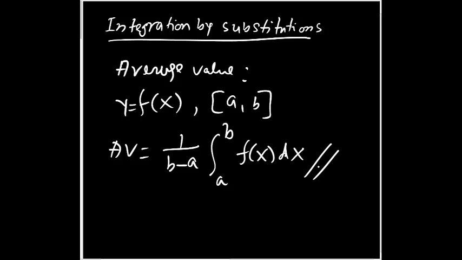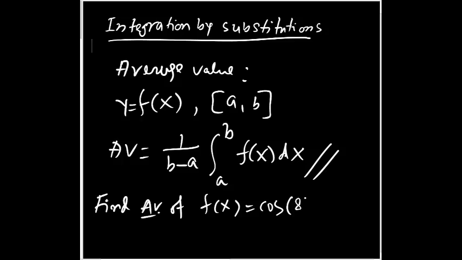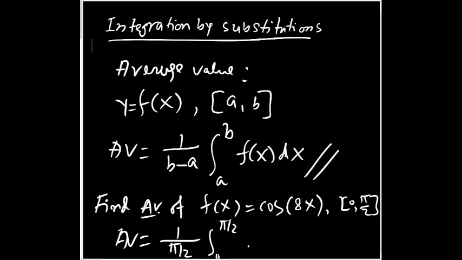Now if I know the integration, then rest is simple. One question maybe you can see like that: find average value of f of x equals, say, cosine 8x, and the interval is given 0 to pi by 2. Average value is 1 over b minus a, so this is just 1 over pi over 2, and then integration 0 to pi over 2 cosine 8x dx.